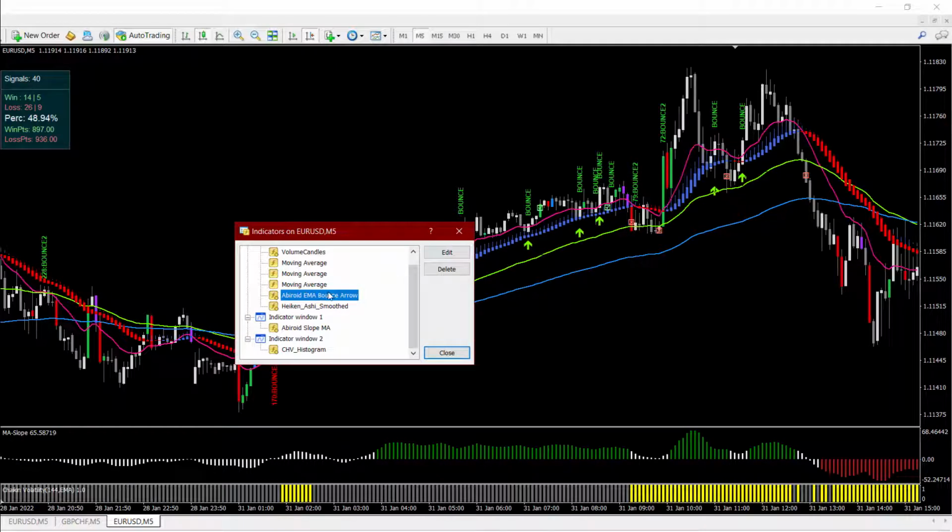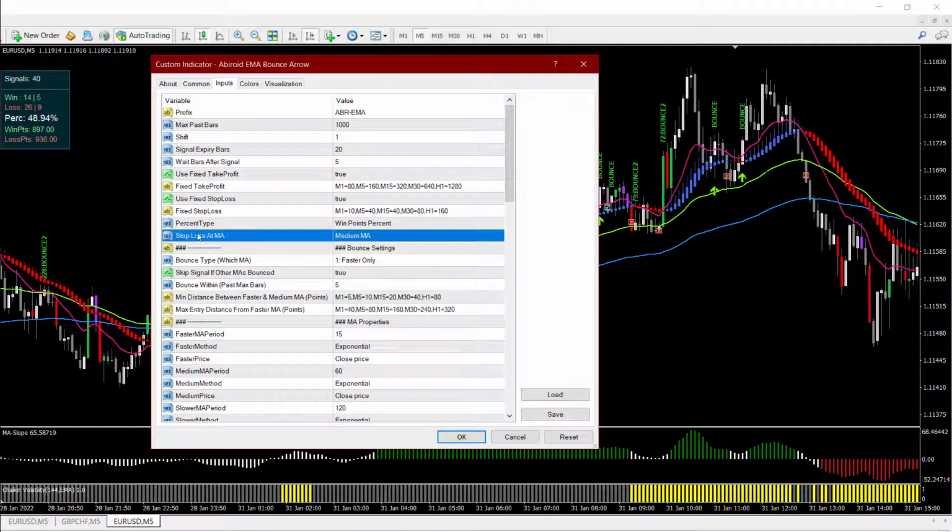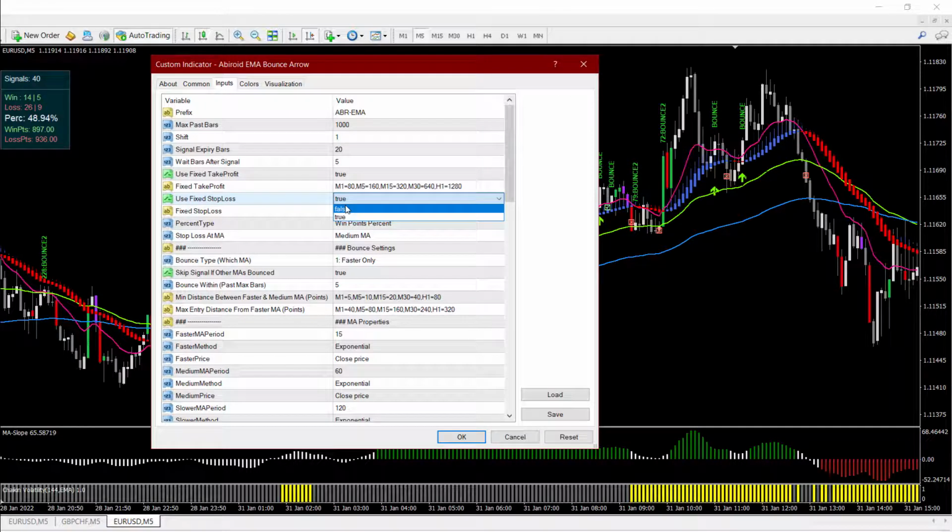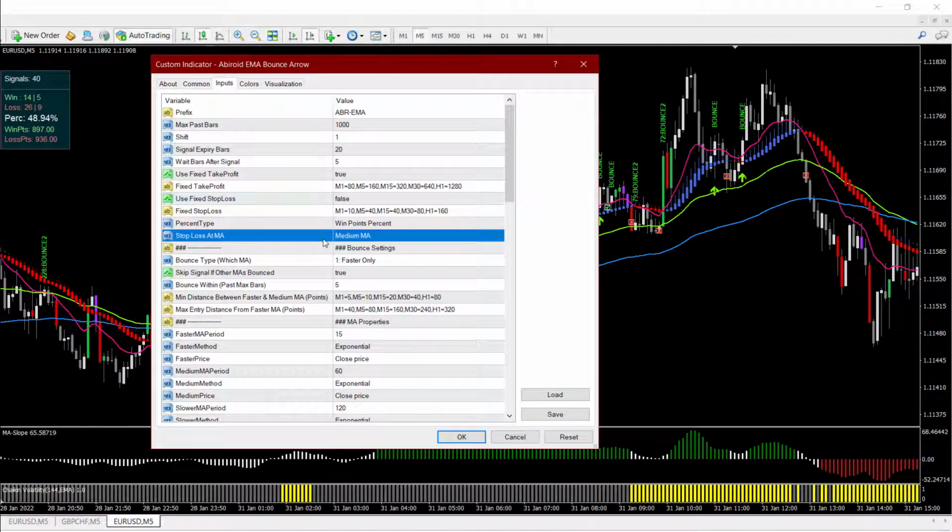For forex trading, I would suggest that you keep the stop loss at moving averages. But if you are trading something like stocks and you know that the market trends are usually quite good and ranging markets are far fewer, in that case you can also use these fixed stop loss and fixed take profit values.